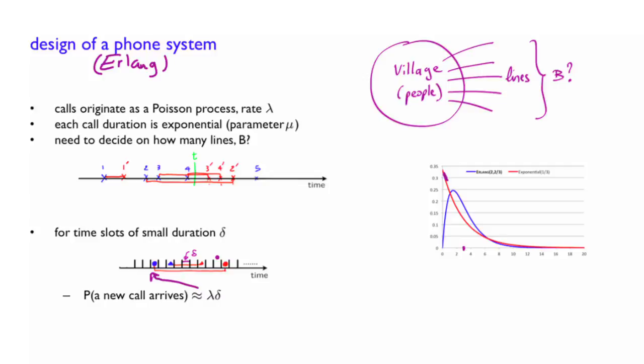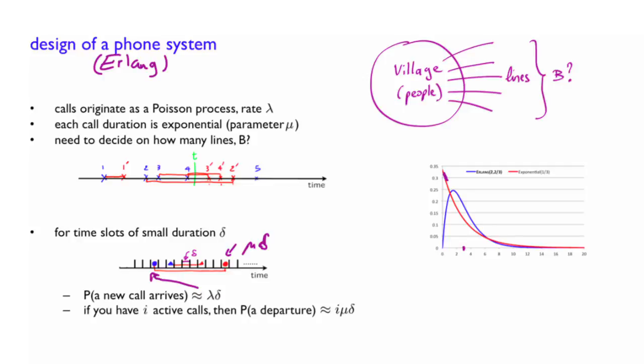Also, if at any time, like here, we have one single call active, the probability that this call will end during any future time slot of duration delta is mu delta, like here. Indeed, as we have seen in Unit 9, an exponential random variable can be thought of as representing the time until the first arrival of a Poisson process with rate mu.